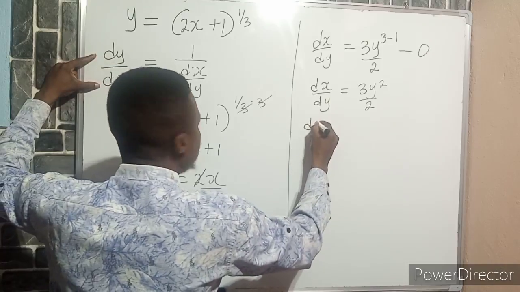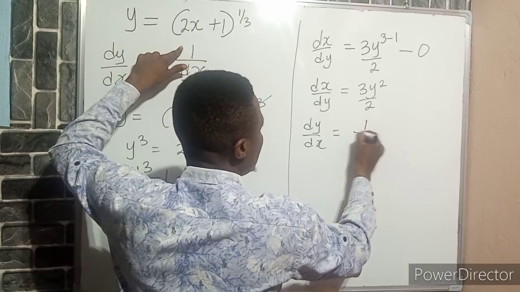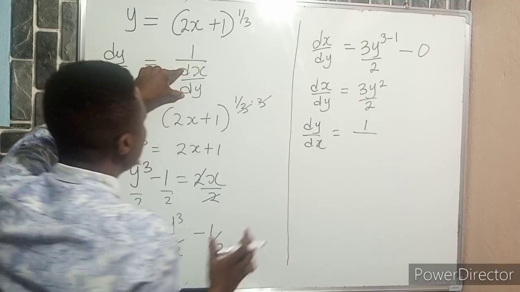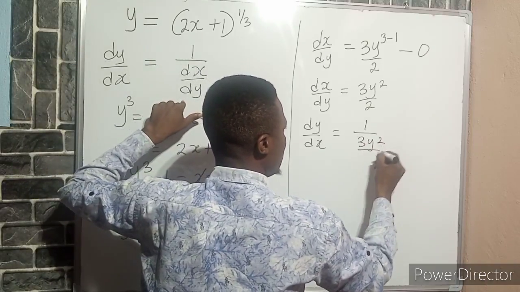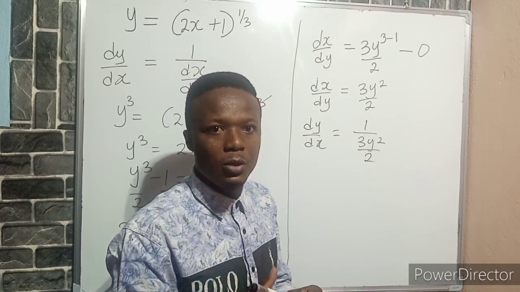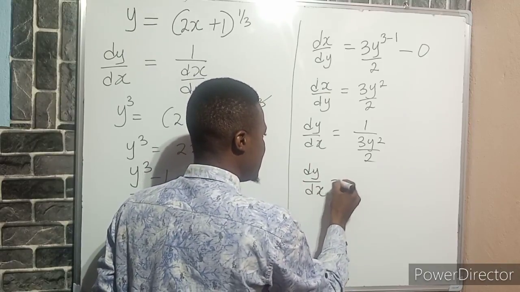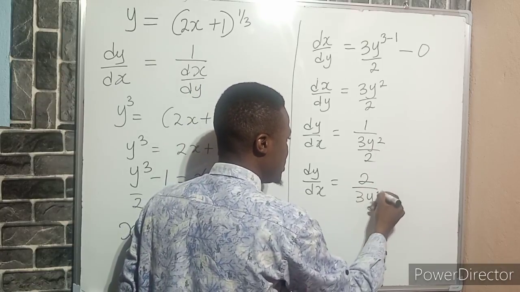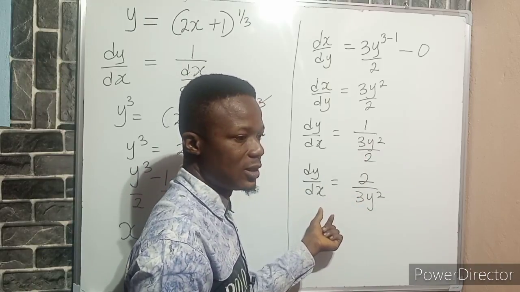So from here, dy all over dx will now be 1 over dx over dy. We have got dx over dy as 3y squared over 2. So seeing dx over dy, I will just put 3y squared all over 2. Then when you have 1 over anything, it means it is the reciprocal of that number. Therefore, I can write that dy over dx is the same thing as the reciprocal, which will now be 2 over 3y squared. It has turned upside down, 2 over 3y squared, and that is the derivative.